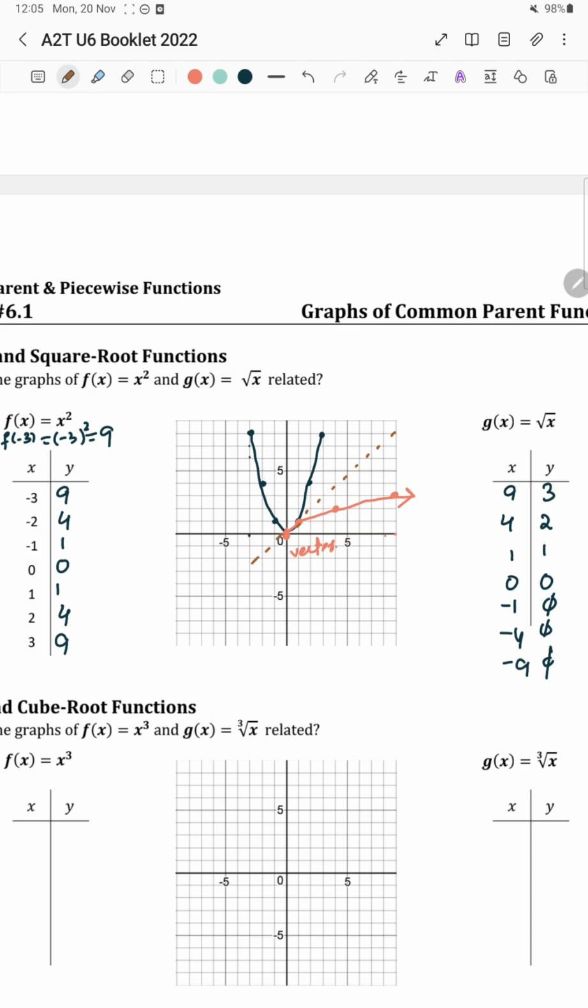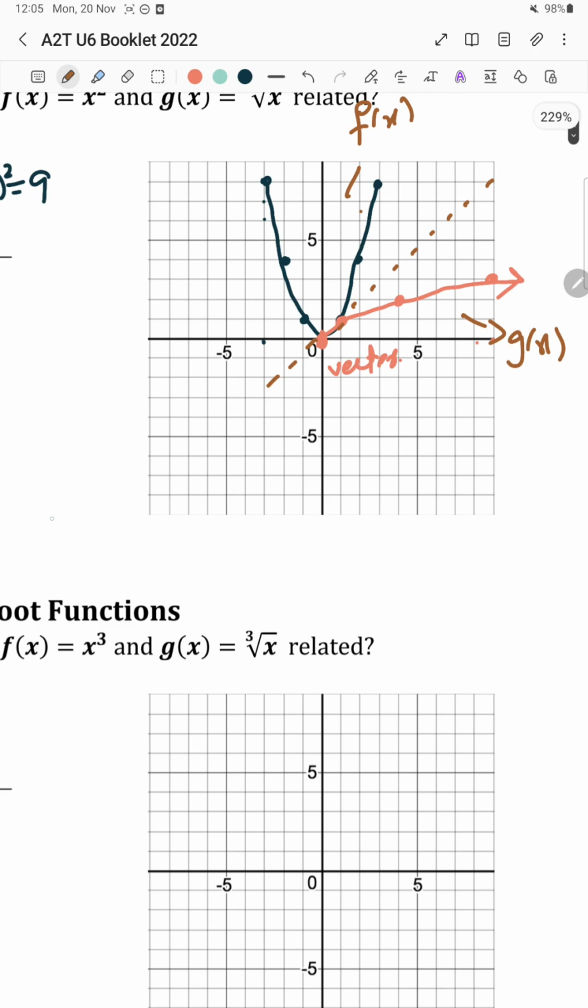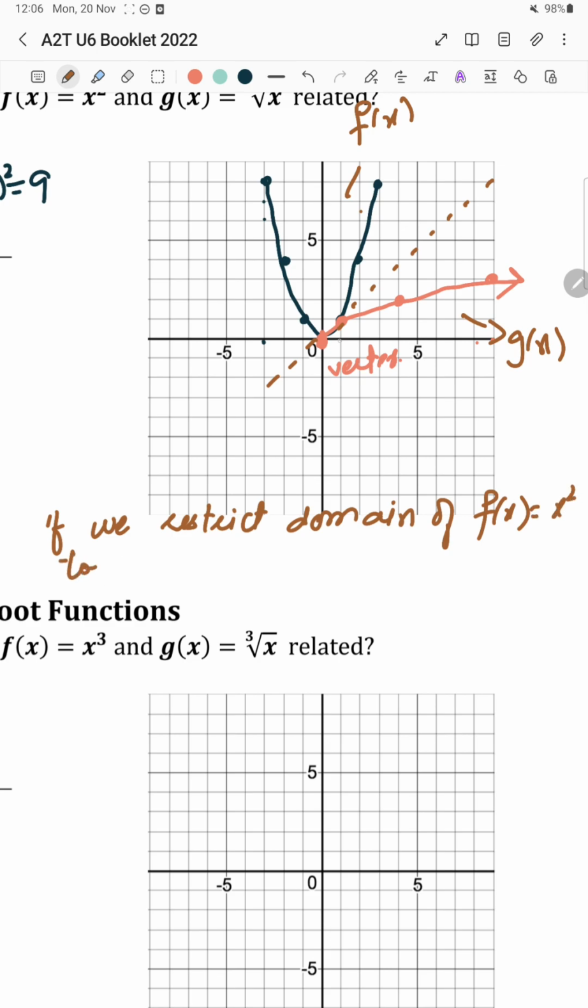This point is called the vertex point. So this is the graph of f of x, and this is the graph of g of x. So if we restrict the domain of f of x equals x squared to 0 to positive infinity, then what will happen? f of x and g of x are inverses.